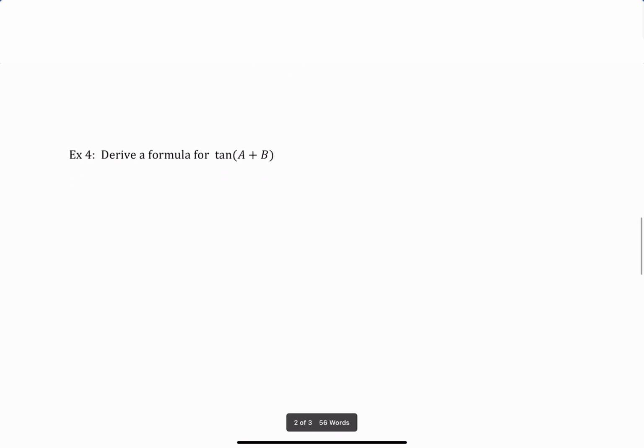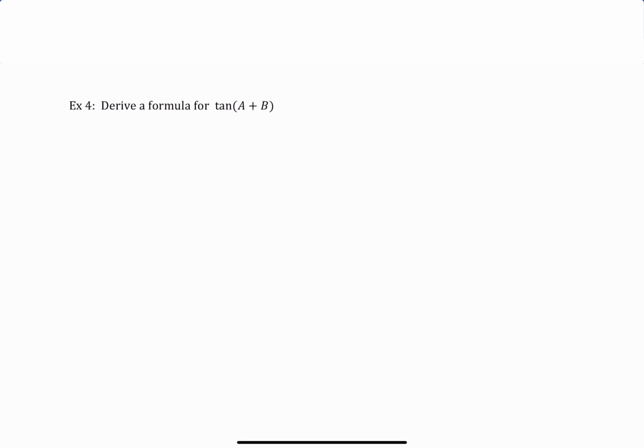Here's another formula for us to derive. Let's derive a formula for tangent of a plus b. So tangent of a plus b. So in other words, we're going to derive a sum formula for tangent. How would we do that? Well, we know that tangent is sine over cosine. So I've got sine of a plus b over cosine of a plus b. And now I can use the sum formulas for both sine and cosine.